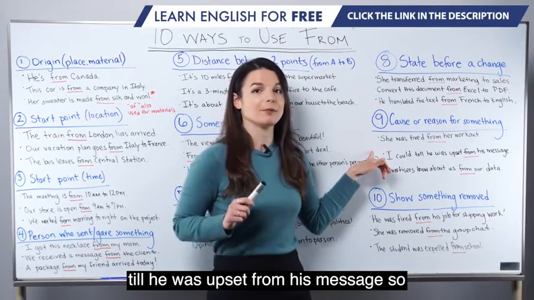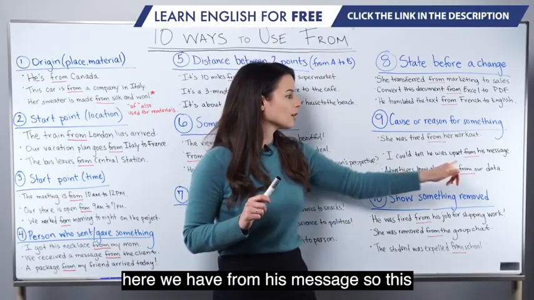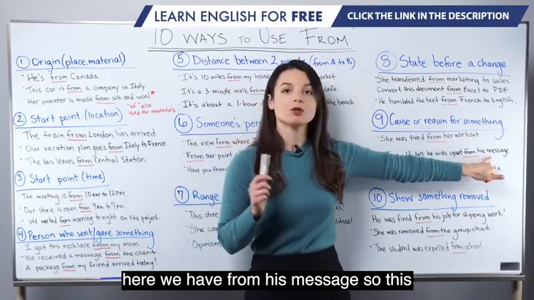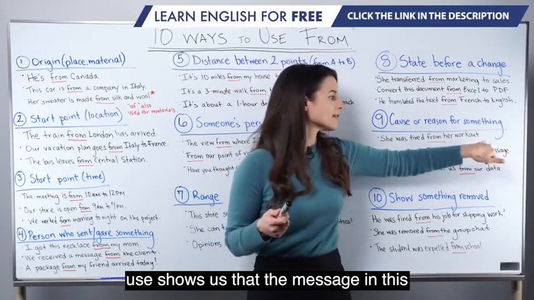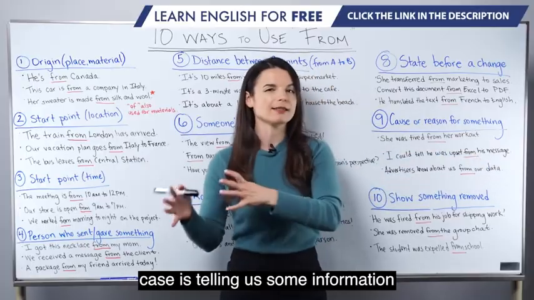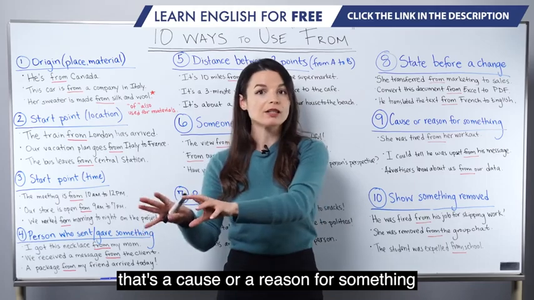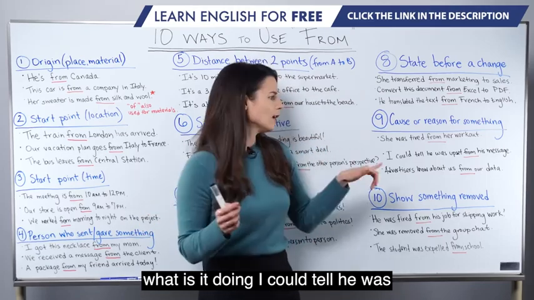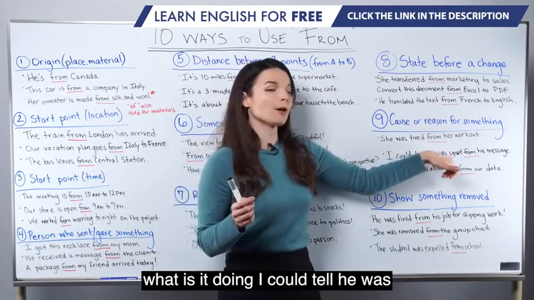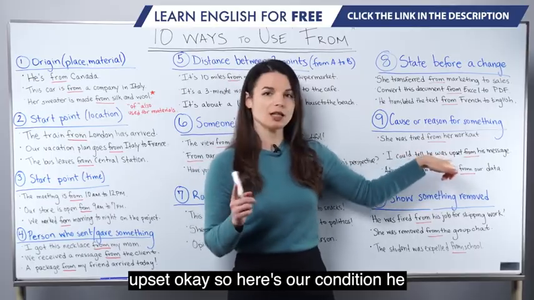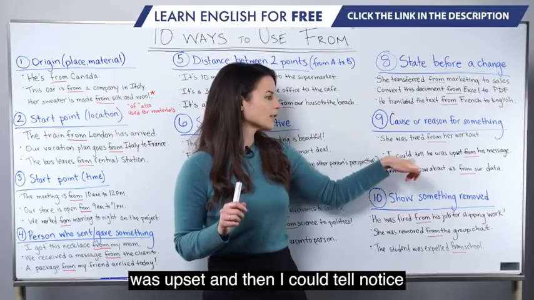I could tell he was upset from his message. So here we have from his message. This use shows us that the message, in this case, is telling us some information. That's a cause or a reason for something. What is it doing? I could tell he was upset. Okay, so here's our condition. He was upset.